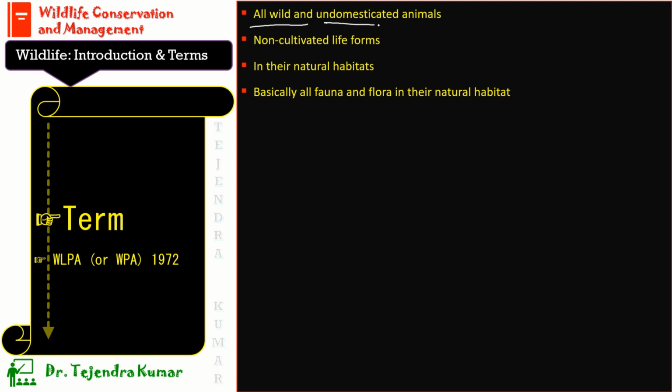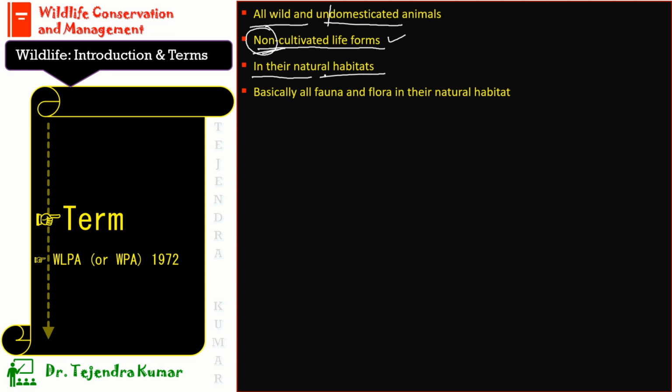All wild and undomesticated animals, which are not pets, not domesticated. Likewise, if there is a pet dog, it will not be counted in the wildlife. Next, non-cultivated life forms. If there is an agriculture farm, it will not be counted as wildlife. If it is non-cultivated, meaning it is already growing by default in nature, then it will be called wildlife in their natural habitat.